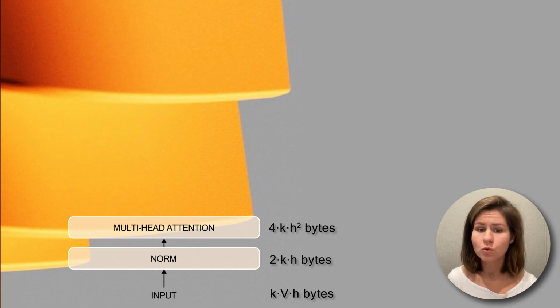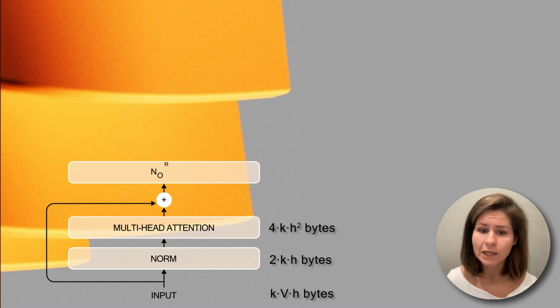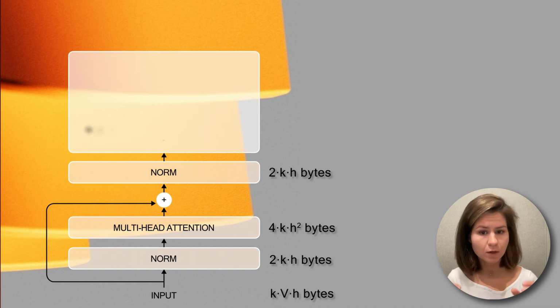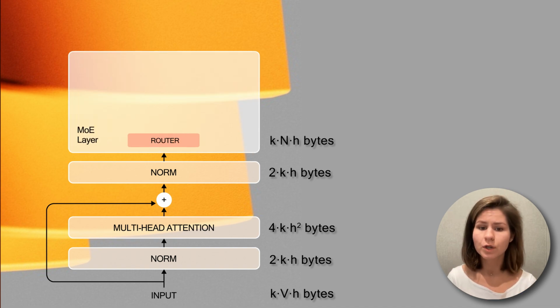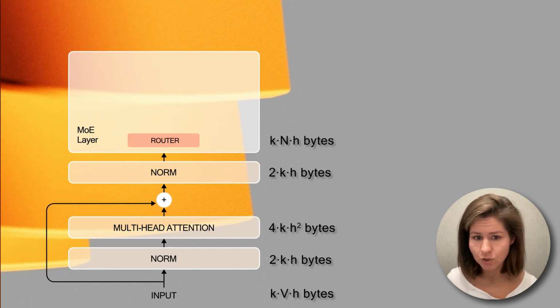After that, we have a multi-head attention. There, we need to store k, q, v, and output matrices, each of the size h multiplied by h. And thus, you need 4kh squared bytes. After that goes the layer norm. We already know how much storage it requires, so we can just double it in our calculations. Afterwards goes the router. A router network transforms your input representation of the token into the expert class label. For that, let's assume that n is number of experts. You require k multiplied by n multiplied by h bytes.